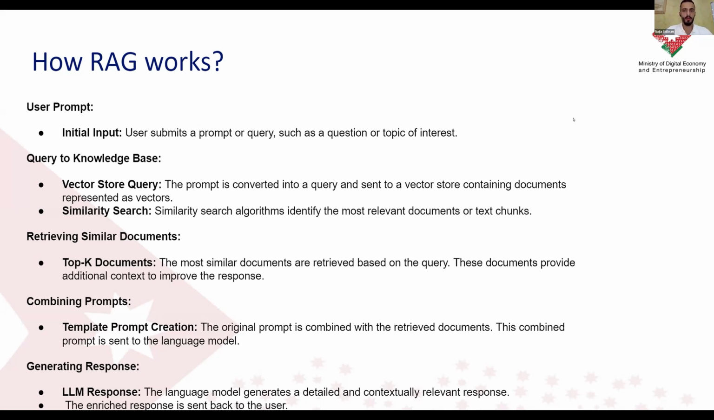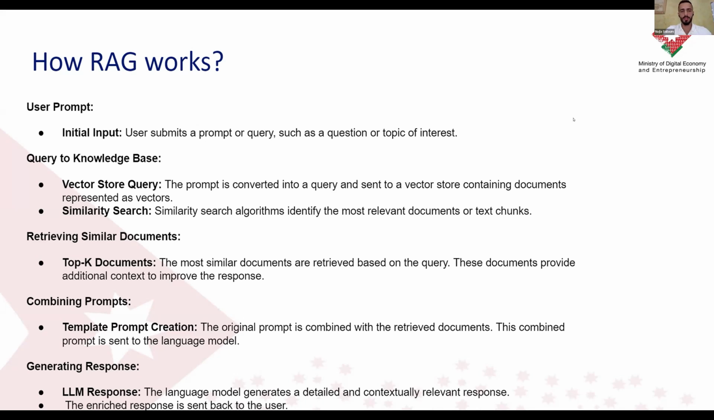So I will go quickly over the process, how it works. First of all, the user submits a prompt or a query. Now, this query will go to the knowledge base. The prompt is converted to a query, and this query is sent to a vector store containing documents also represented as vectors. This is very important: in this case the database is represented as vectors. This is because it will make it much faster.